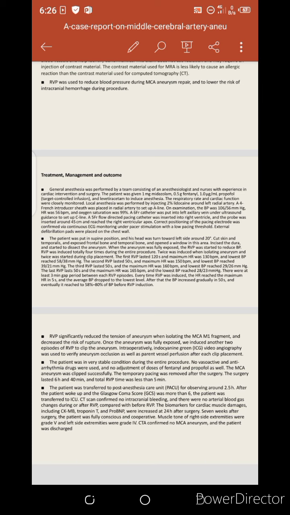CT scan confirmed no intracranial bleeding and there were no arterial blood gas changes during or after RVP. Compared with before RVP, the biomarkers of cardiac muscle damage, including CK-MB, troponin T, and ProBNP, were increased at 24 hours after surgery. Seven weeks after surgery, the patient was fully conscious and cooperative. Muscle tone of the right side extremities was grade 5 and the left side extremities grade 4. CTA confirmed the MCA aneurysm was treated and the patient was discharged.